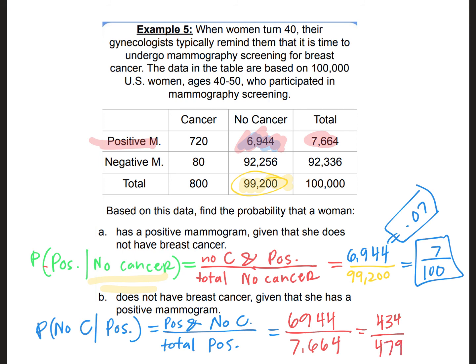Again, you don't have to try to guess and check that. Do it in your calculator. But as a decimal, that's 0.91 if you round to one decimal place. Or two decimal places, I guess.